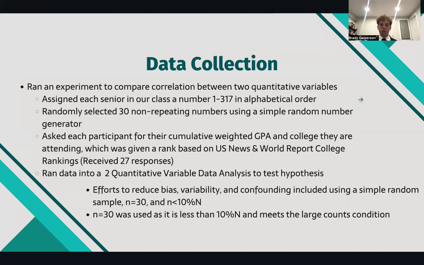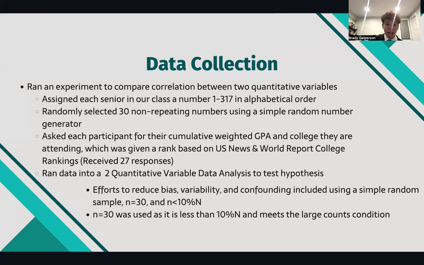So to test this hypothesis, we decided to run an experiment comparing the correlation between the two quantitative variables. We first assigned each senior in our class a number between 1 and 317, the amount of seniors in our class, in alphabetical order. We then randomly selected 30 non-repeating numbers using a simple random number generator to act as our 30 participants. Next, we asked each participant for their cumulative weighted GPA and the college that they are attending, which was given a rank based on US News and World Report's college rankings. Through this, we received 27 responses.